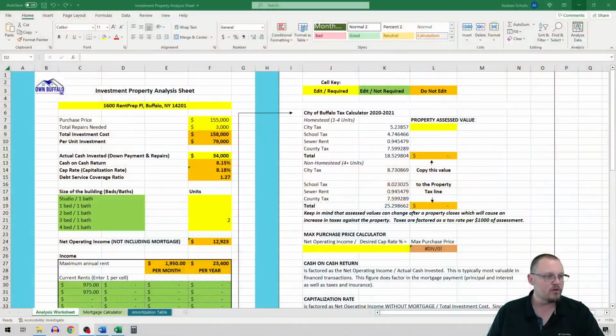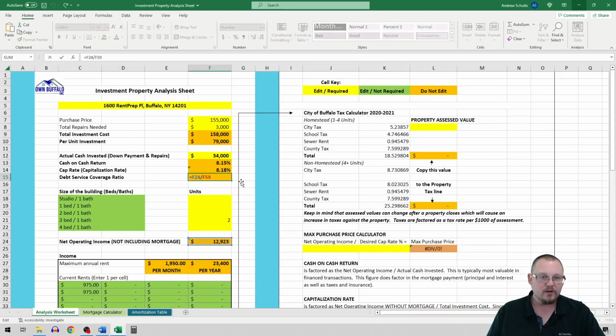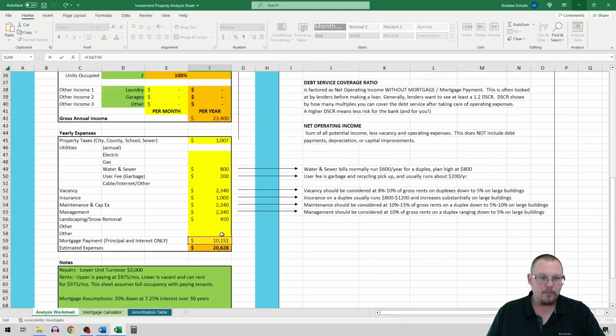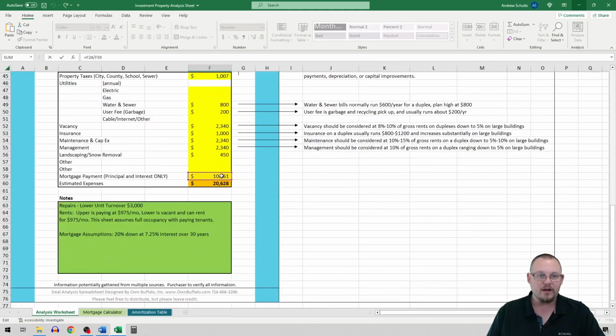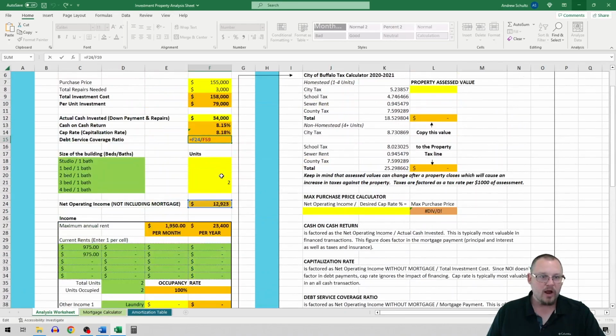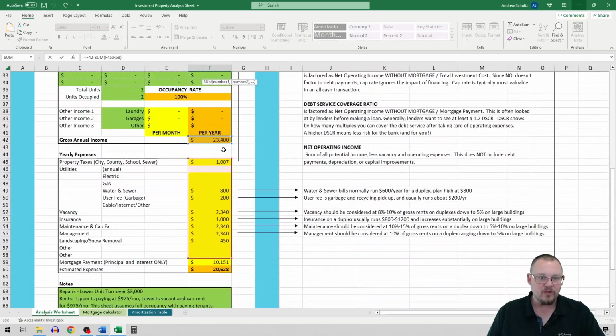Now we're going to go ahead and jump over to desktop mode here. As you can see, we do have debt service coverage ratio built into our spreadsheet here, and it's factored as the net operating income, not including the mortgage payment, divided by the mortgage payment. And we're actually going to go back again and double check that net operating income so that you can see that this is the gross annual income minus all of your yearly expenses, with the exception of the mortgage payment.